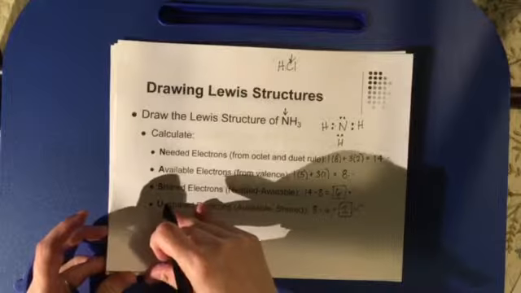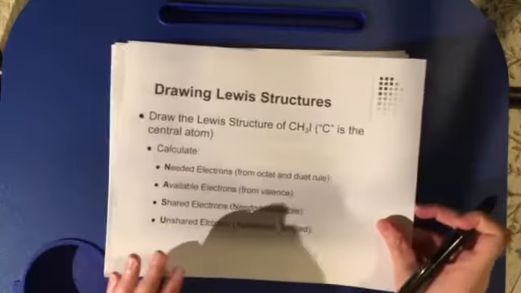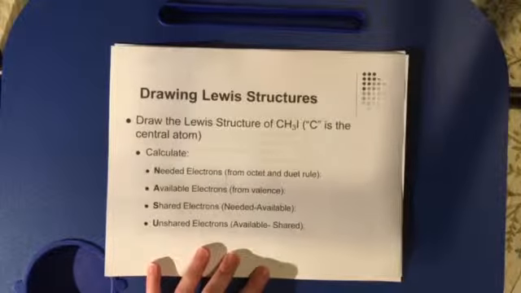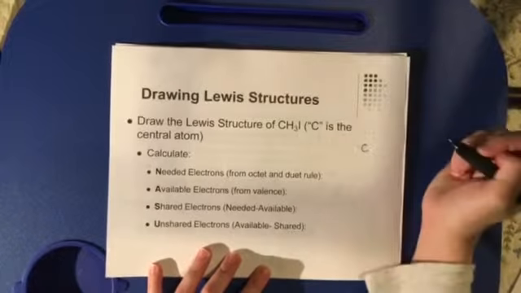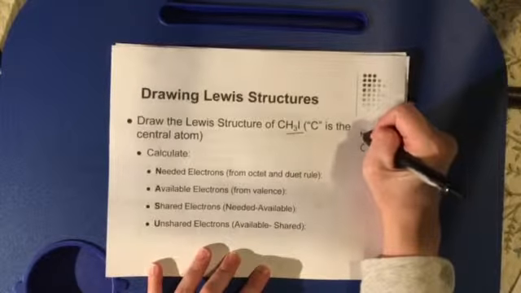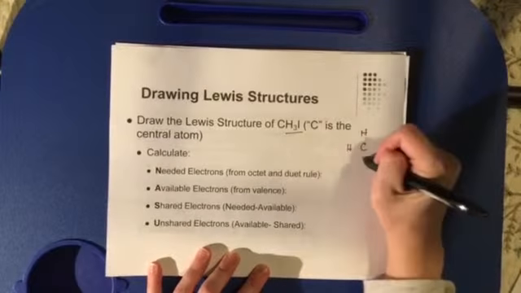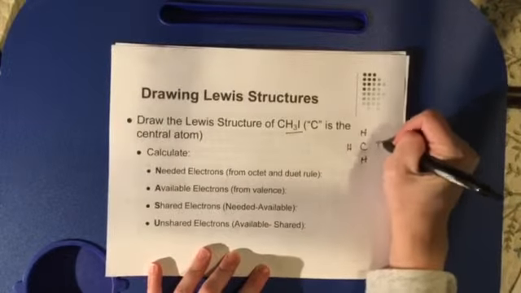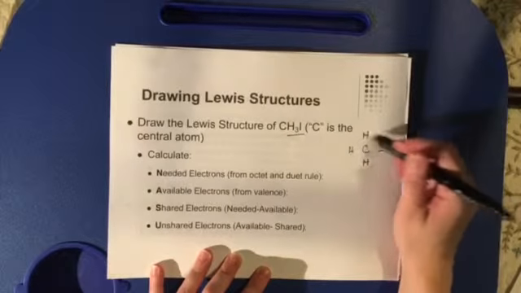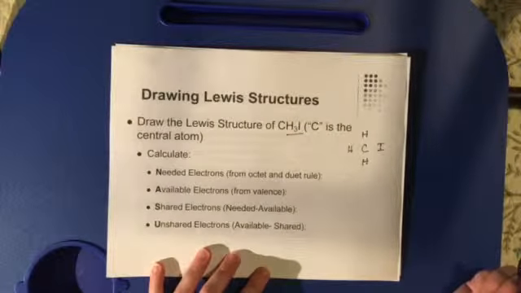Let's keep going. Here, draw the Lewis structure for CH3I. And so I'm going to put carbon in the center. I'm going to surround it with whatever's left. H, H, H, I. Doesn't matter where you put that. You could put the I anywhere else. Just surround it by these 4.